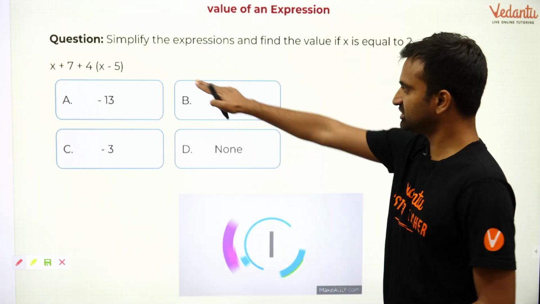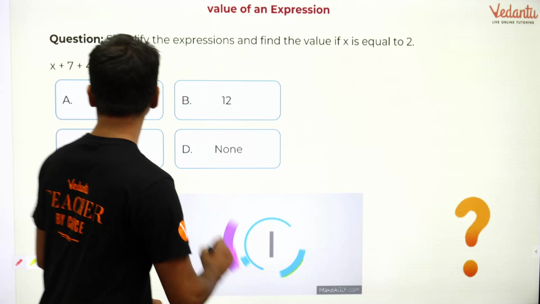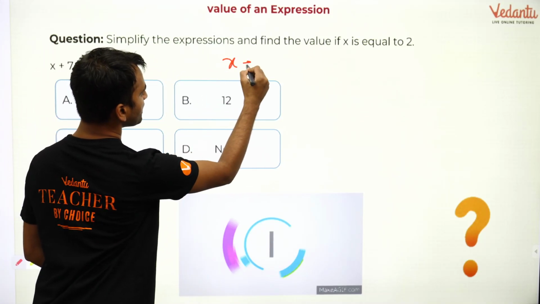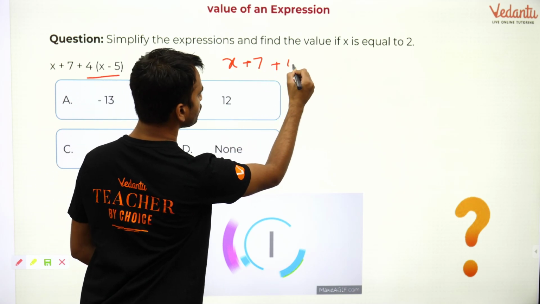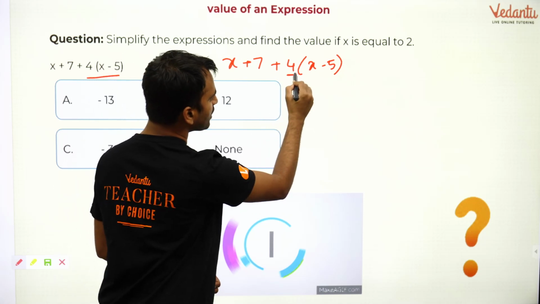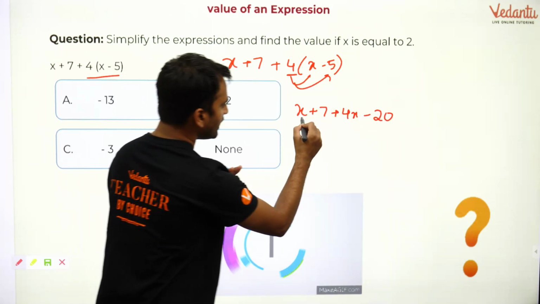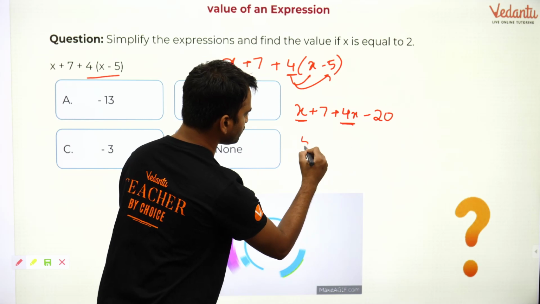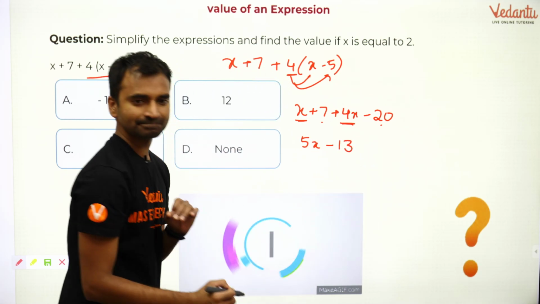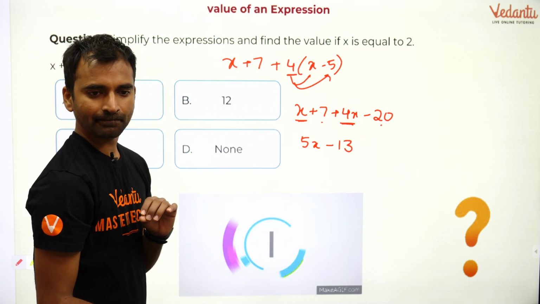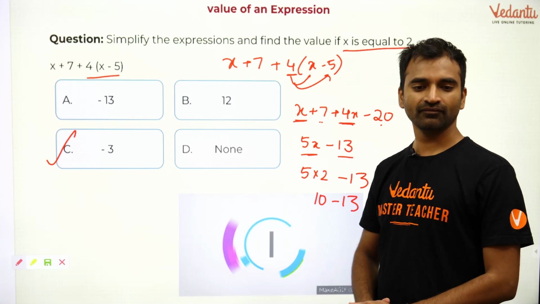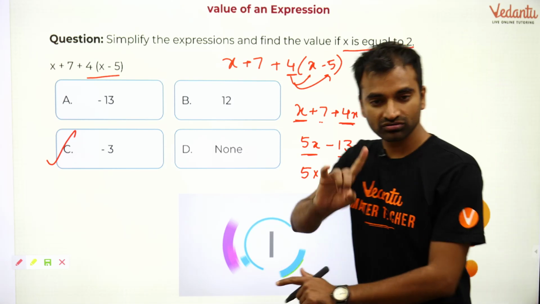First of all, simplify the expression. How do you simplify this? Well, I open the bracket. So x plus 7 plus 4 into x minus 5. This is what I have. Now, if there is 4 outside the bracket, so x plus 4x gives you 5x, minus 20 plus 7 gives you minus 13. Right? C. So all those who said C, very good. Fantastic.